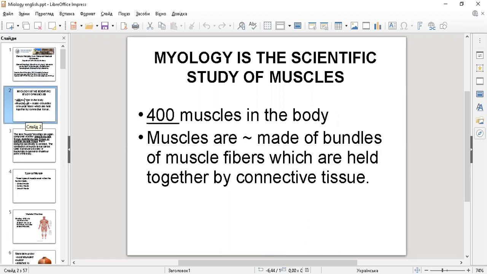Myology is the scientific study of muscles. There are 400 muscles in the body. Muscles are made of bundles of muscle fibers which are held together by connective tissue.